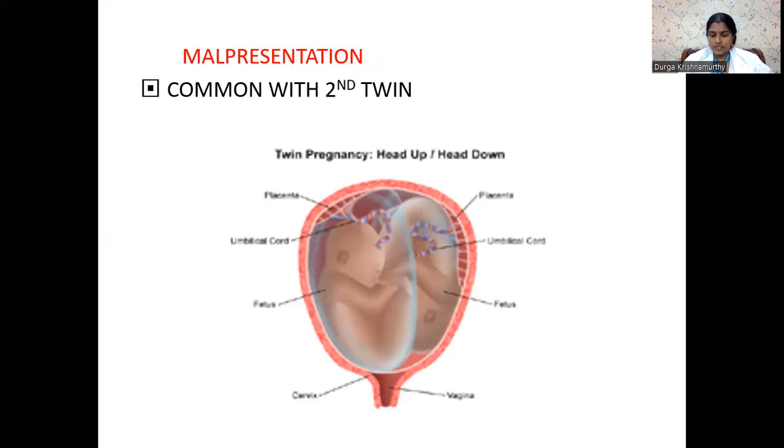Going to the malpresentations. So what is the presentation which is seen here? Is the first twin having a breech presentation, and the second one going for cephalic presentation, correct? So this is a head up and a head down presentation. So malpresentations are there.